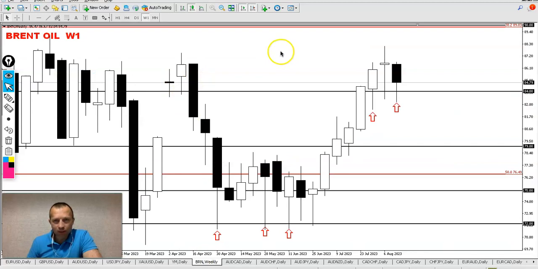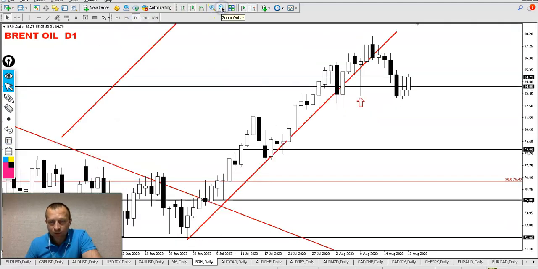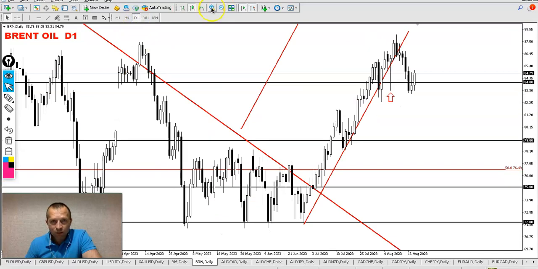And finally, Brent oil is still holding above 84 despite the correction on the stock market. Oil prices are holding above this level. You see, before it closed above, now correction, retest, and still holding. On the daily, you can see it's holding, but it will be a crucial week.